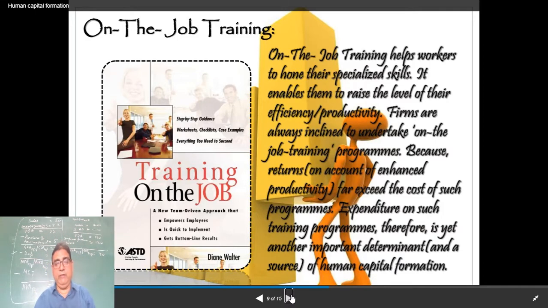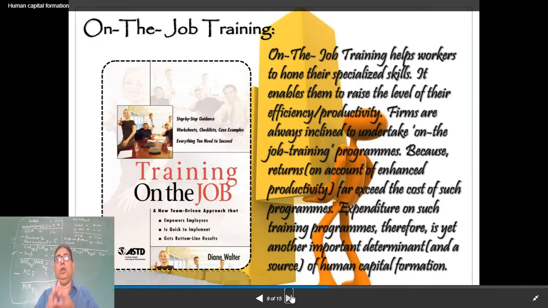Now the question comes, how can we increase human capital formation? There are two methods to increase human capital formation: on the job training and off the job training. Two methods.